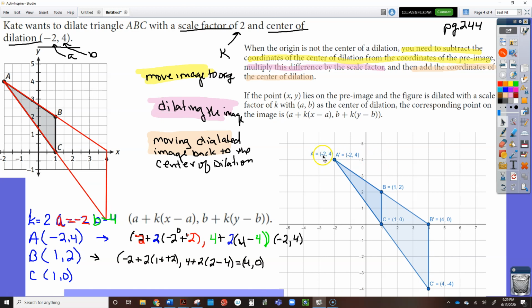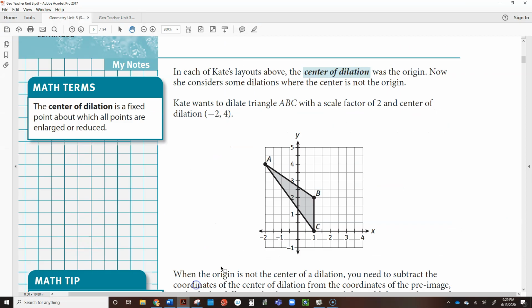So A was at -2, 4, and -2, 4 was my center of dilation, so A doesn't move. It ends up right back at -2, 4. B was at 1, 2. We double it, and it becomes 4, 0. And then C, which was at 1, 0, moves to 4, -4. So that's that process.